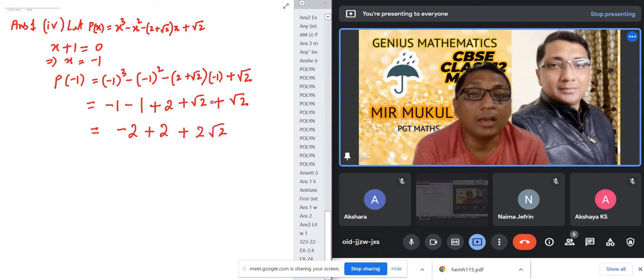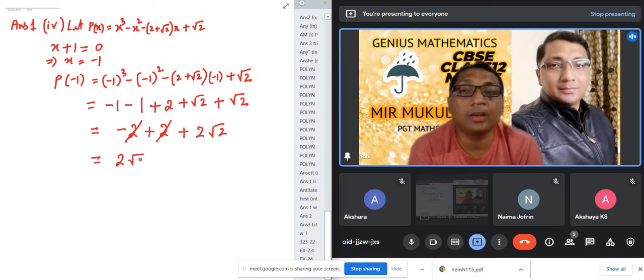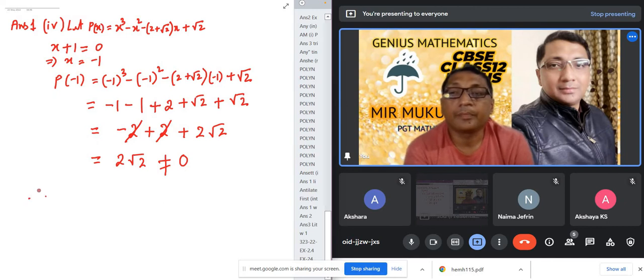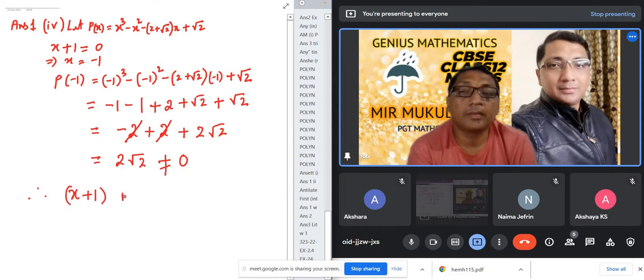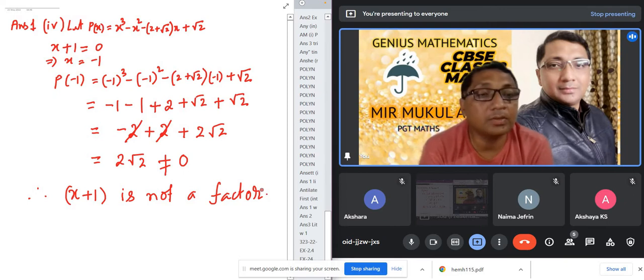2 root 2. Like I said, we can add or subtract, and we add or subtract only the coefficients. So minus root 2 plus root 2 cancel, but 2 root 2 we are getting. We are not getting 0. It is not equal to 0. But we know that if we get 0, then it will be a factor. It means x plus 1 is not a factor.